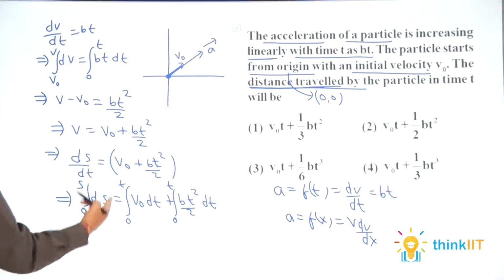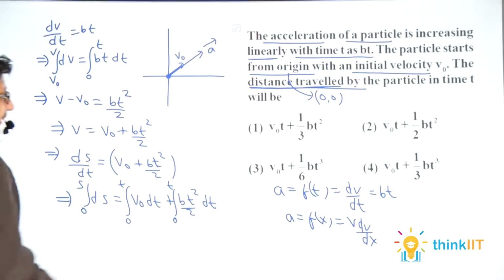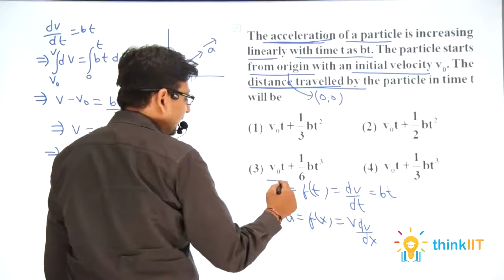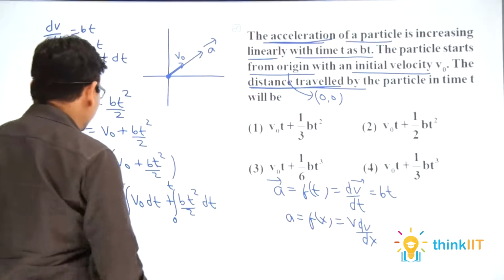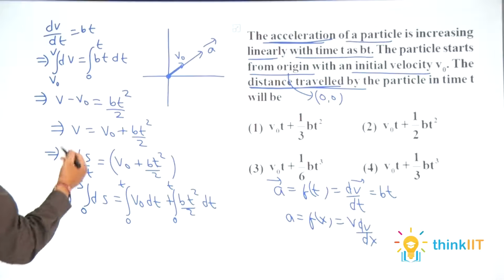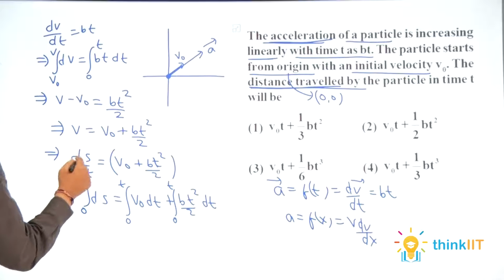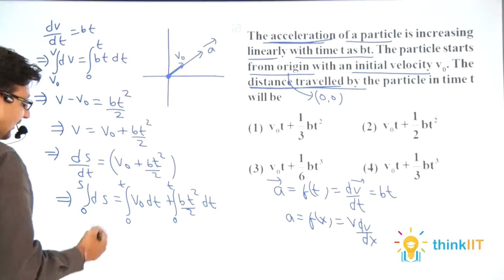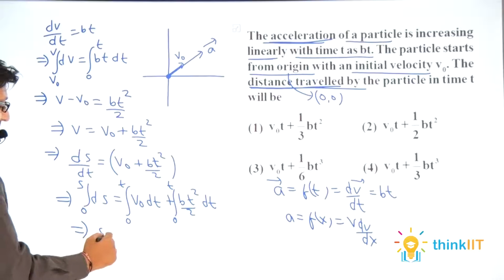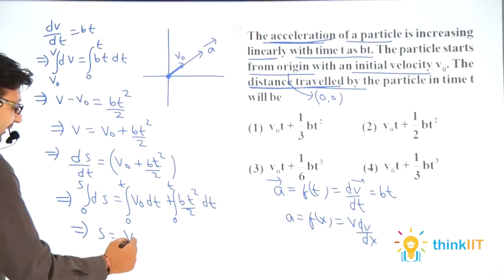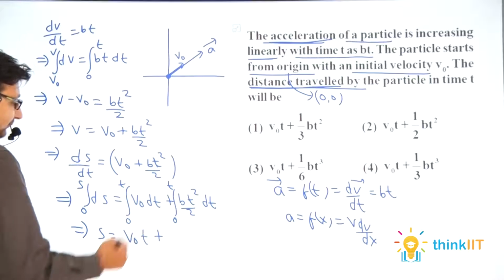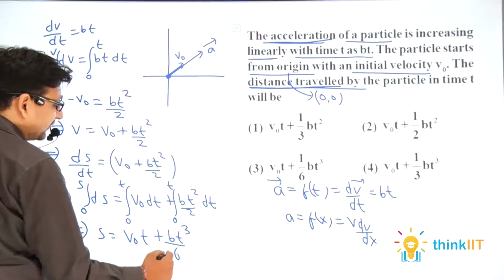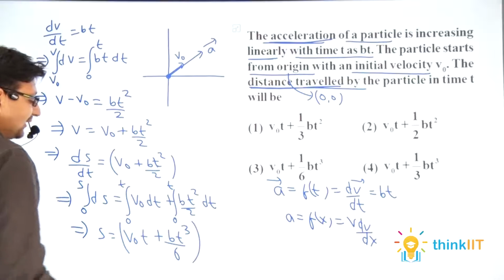Why am I again and again writing displacement? Because acceleration is a vector quantity, velocity is also a vector quantity. This is a vector equation, and here I am integrating a vector, and again I am integrating a vector, displacement, and that's why I am saying displacement here. And in this case displacement will equal distance traveled. So I am writing v naught t plus, when you apply limits, bt cube upon 6. This is my final answer.